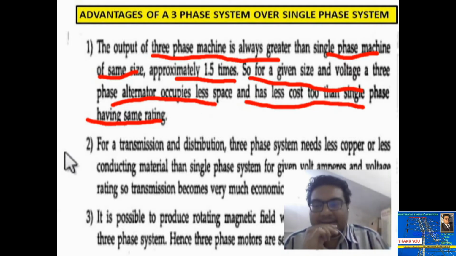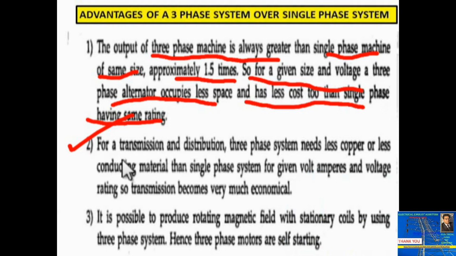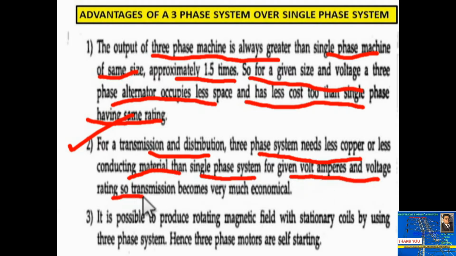And then guys, the second advantage you can see over here: for transmission and distribution, a three-phase system needs less copper or less conducting material than a single-phase system for a given volt-amperes and voltage rating. So transmission becomes very much economical.